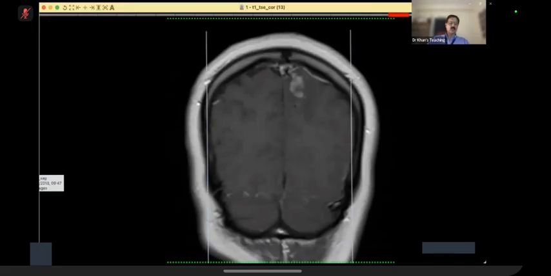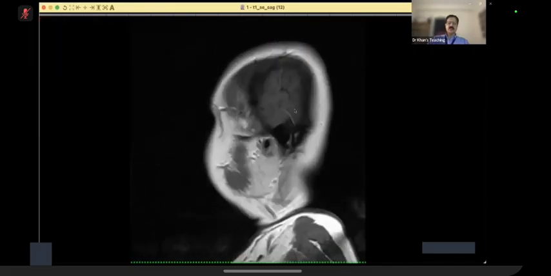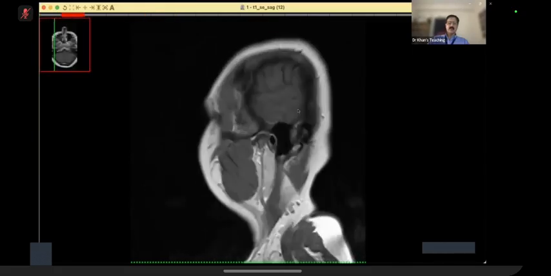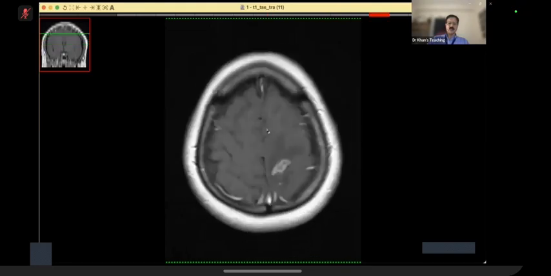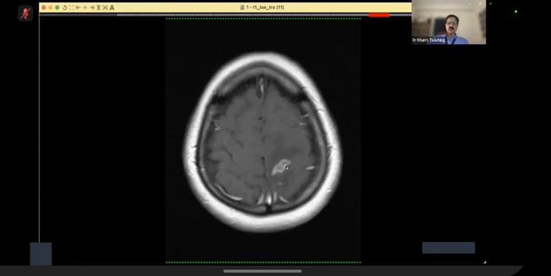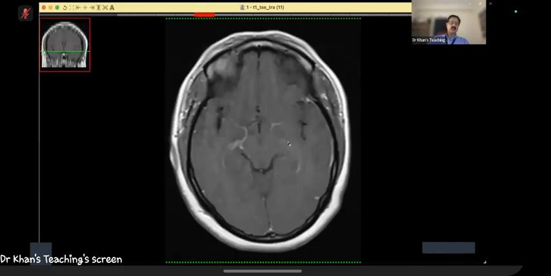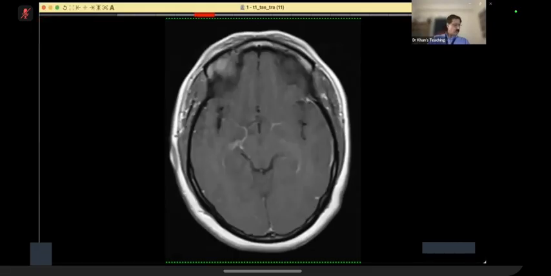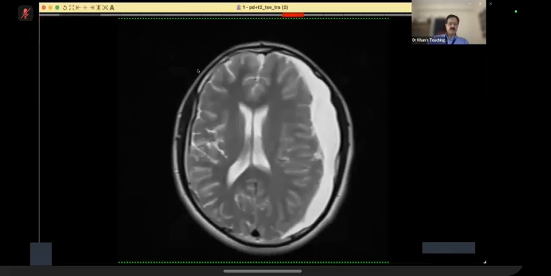So this was sarcoidosis. I did not show you a sagittal or an axial, but just one second. This is an axial post. So on this axial, now we are next to the meninges, and you can see this enhancement which goes in, and then you lose it. So this was neurosarcoidosis.